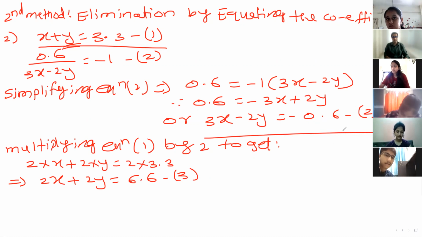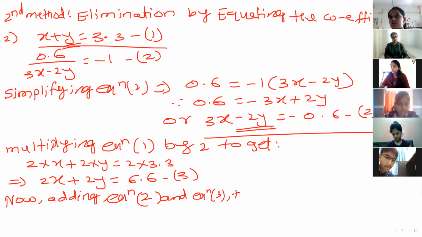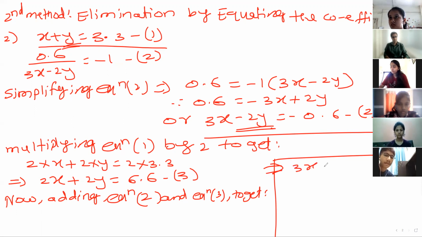Now you can add equation 2 and 3. Do you understand what is going on? You just have to add equations 2 and 3. So now, adding equation 2 and equation 3 to get, what do we get? 3x minus 2y is equal to minus 0.6.